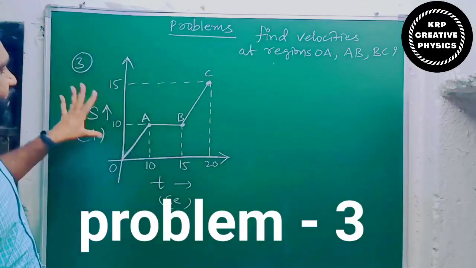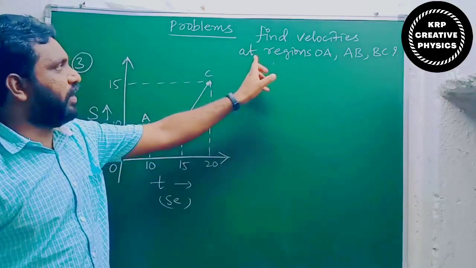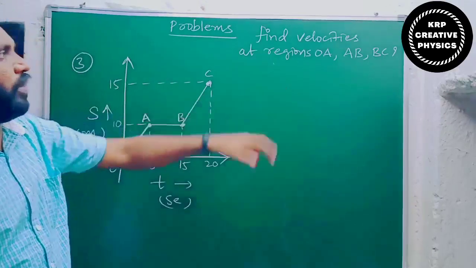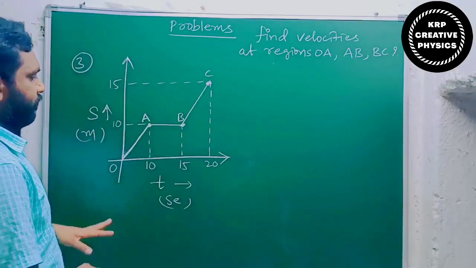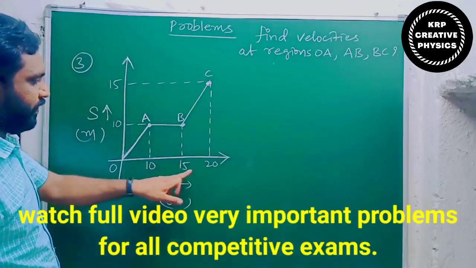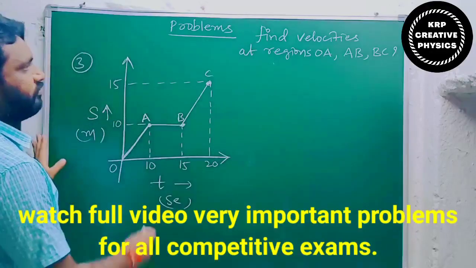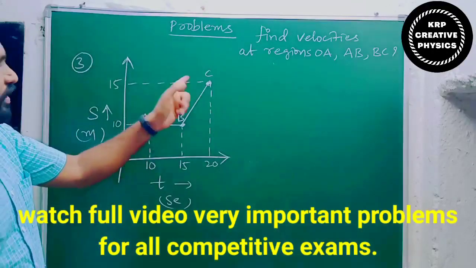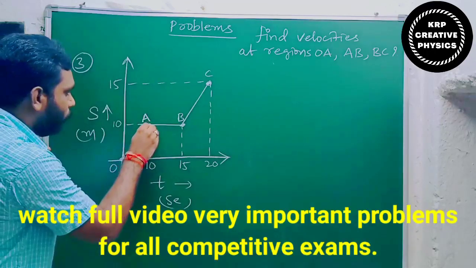So this is the given graph here. The question is: find the velocities in regions OA, AB, BC. This is a displacement-time graph. The values are also given: 0, 15, 20 seconds, 10 meters, 15 meters. Okay, now first we need to find the velocity at OA, from O to A. We are going to consider the velocity from O to A.